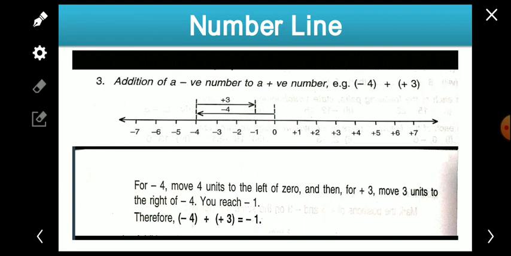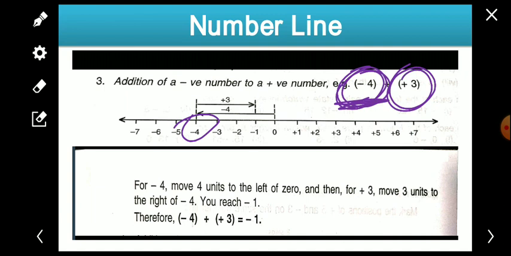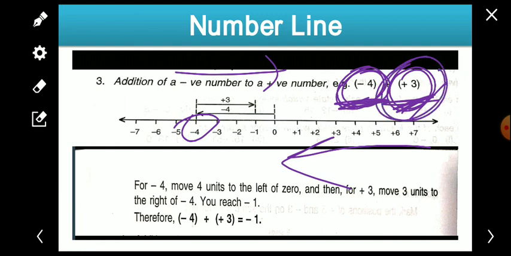So very simple it is: first you go to the first number, whatever is given, and again you move towards right or left according to the number. If the second number is positive, then move towards right. If the second number is negative, then move towards left.